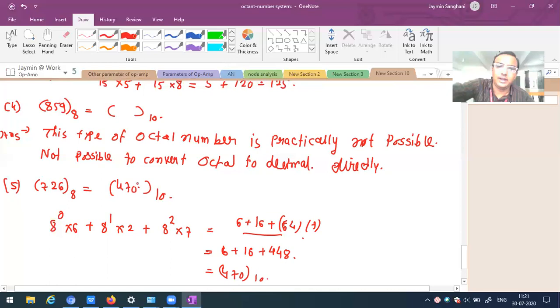470 is the last answer to convert the value into decimal. So now the next example.